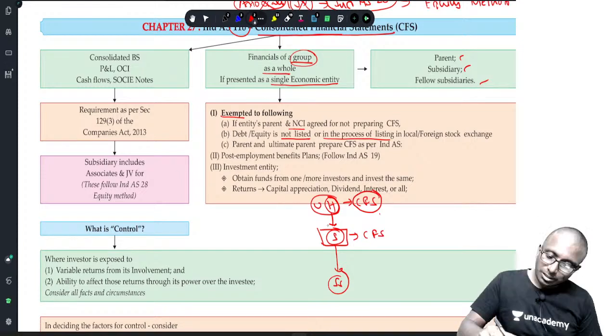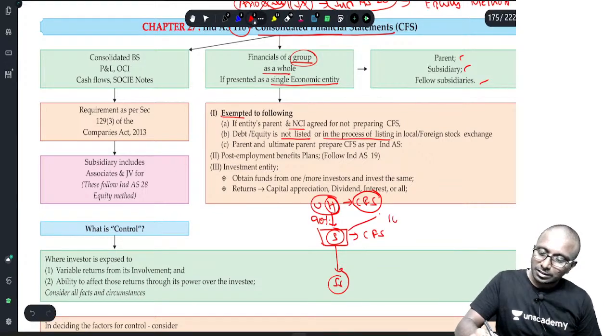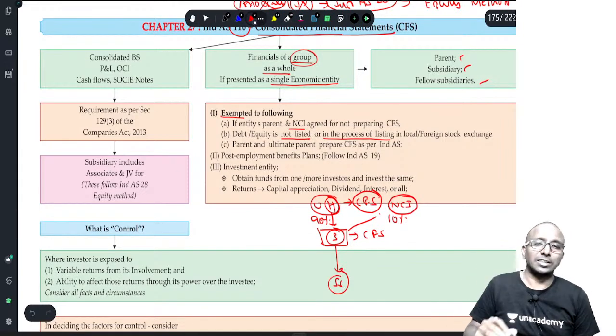Suppose the ultimate holding company has a 90% stake. That means the remaining 10% is held by NCI, the non-controlling interest, which is held by other parties.